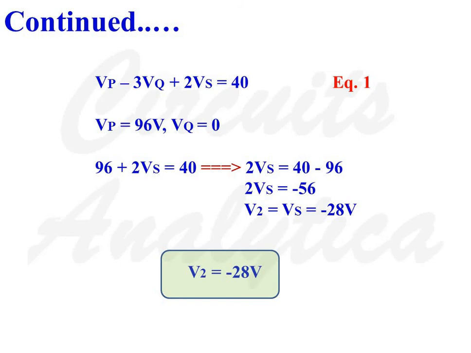2Vs is equal to 40 minus 96. 2Vs is equal to minus 56 volt or Vs is equal to minus 28 volt. So V2 is equal to Vs is equal to minus 28 volt. So when V2 is equal to minus 28 volt, the value of V1 becomes 0.